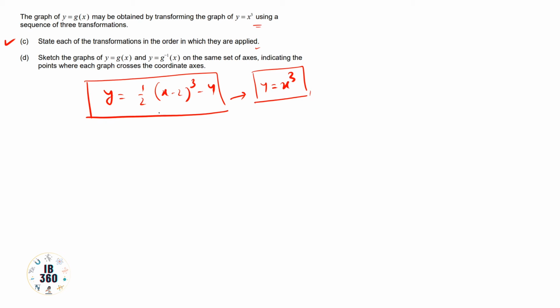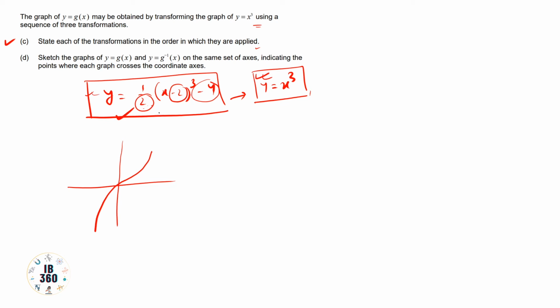So if it is the base equation, obviously the graph will be like this. For y equals x cubed, the graph will be like this. Now to plot this graph, we need three transformations. First transformation is this, second transformation is this, and third transformation is this. If we apply these transformations, then we will get this equation.